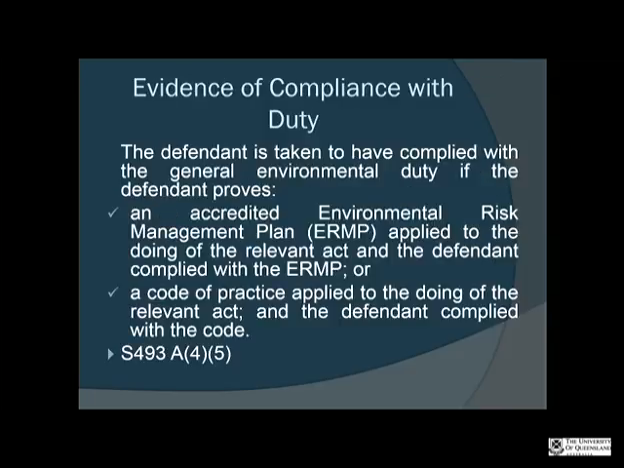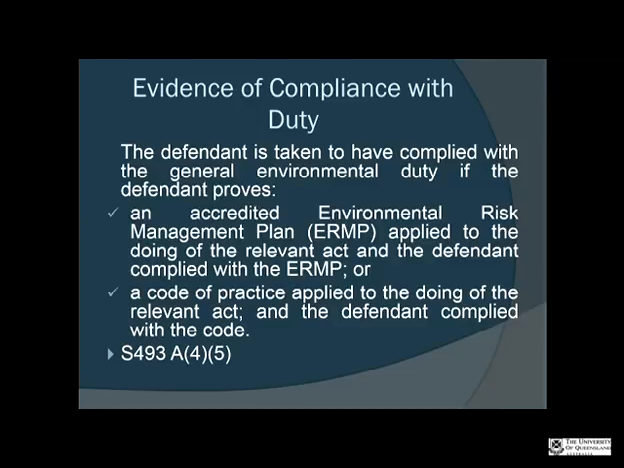How do you show that you've complied with the general environmental duty? Well, there's a few things, and they're set out in Section 493. And you can see I've referred you there to 493A, subsections 4 and 5. So, for example, they might have an environmental risk management plan for their operations. Now, the whole point of an environmental risk management plan is to identify likely or reasonably foreseeable incidents and to put in place a management system for reducing that risk or for having in place a response if these incidents occur. So if there's an accredited environmental risk management plan and the defendant complied with it, then that would be considered compliance with the general environmental duty.